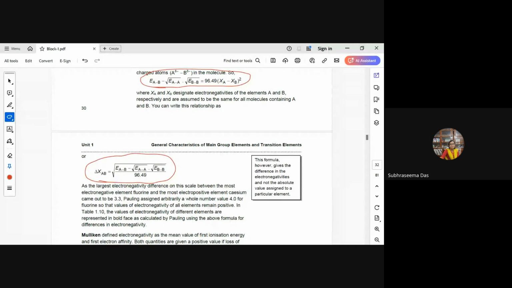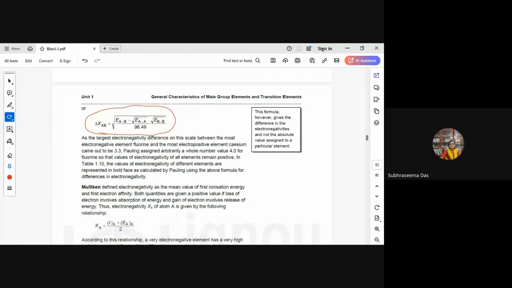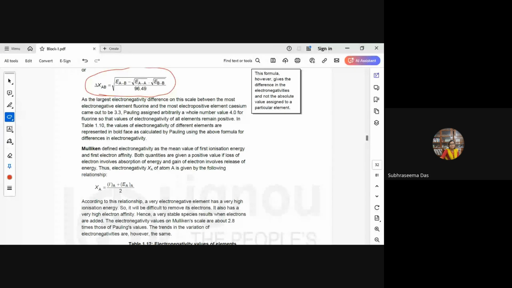So, in order to modify the above concept of electronegativity, Mulliken defined electronegativity as the mean of the IP, that is the first ionization potential, and the first electron affinity. Here Mulliken's formula for the calculation of electronegativity of an atom A is given as chi A is equal to I, that is the first ionization energy of the element A, plus the electron affinity of the atom A, whole divided by 2.